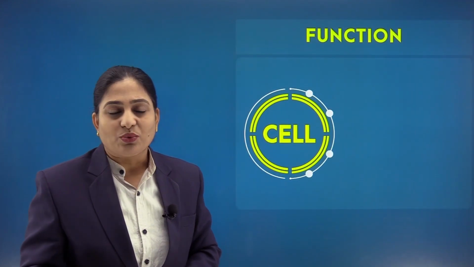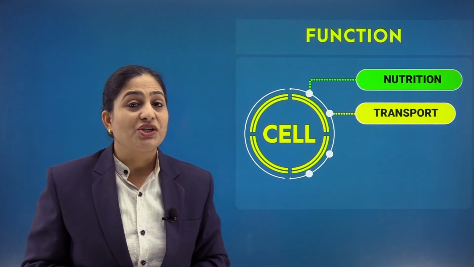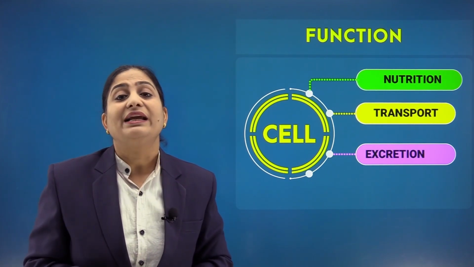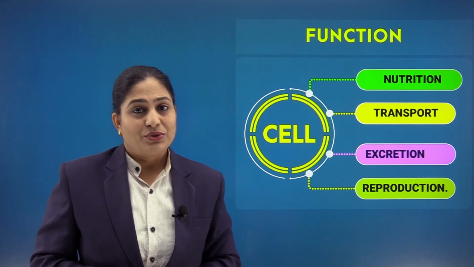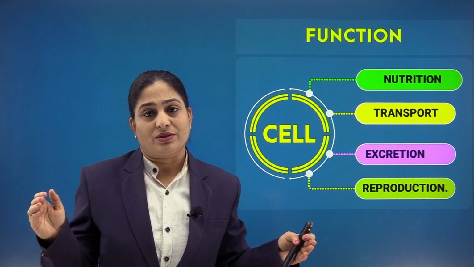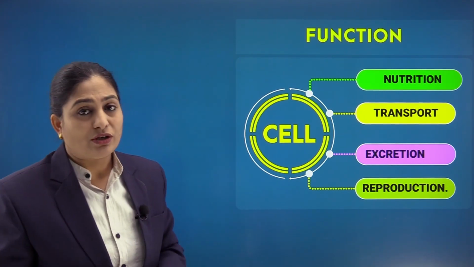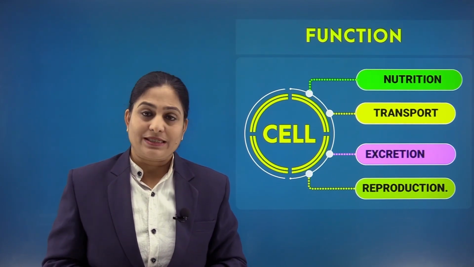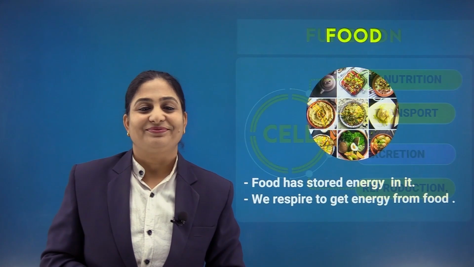Now, if I ask you, what is the function of this cell? The cell helps in nutrition, it helps in transport of substances, it helps in excretion of waste products, it helps in reproduction. So this single small cell performs many functions, either nutrition, transport, excretion or reproduction. All these are functions performed by a cell, or sometimes a group of cells that we call tissues.